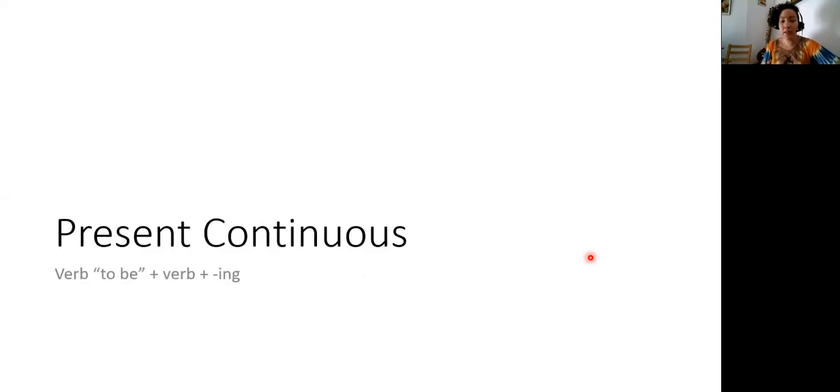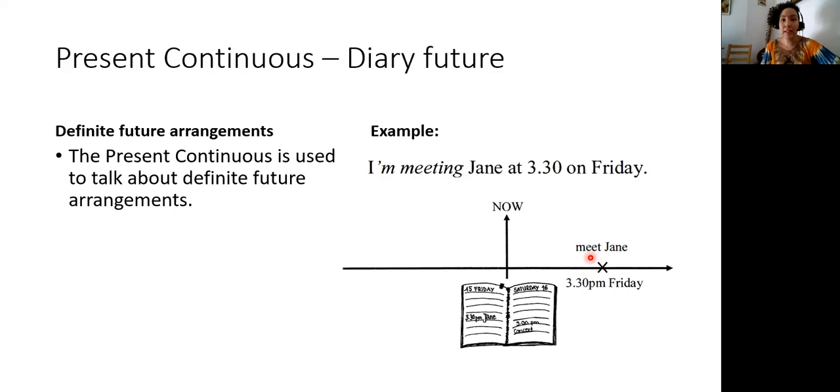Present continuous is made using the verb to be plus another verb with an ing ending. Let's see how we use it in the future. We use present continuous for the diary future. Okay, so present continuous is used to talk about definite future arrangements. Okay, so the example, I'm meeting Jane at 3:30 on Friday.